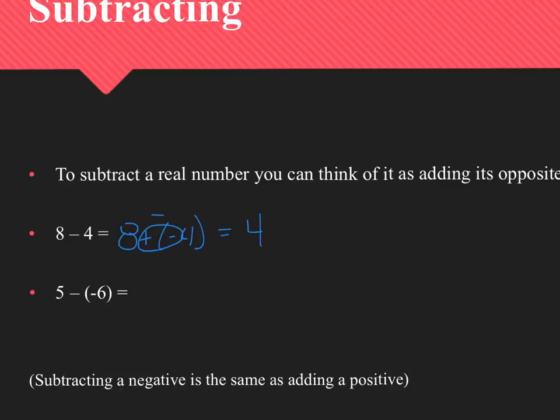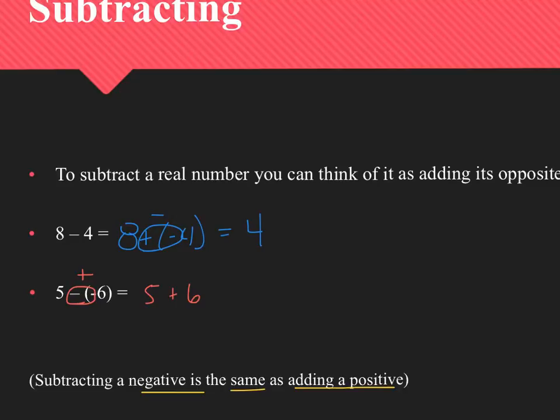Now, when you subtract a negative, it's the same as adding a positive. So 5 minus a negative 6 is the same as saying 5 plus 6. These two negatives become a positive.